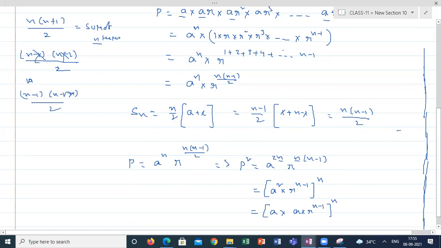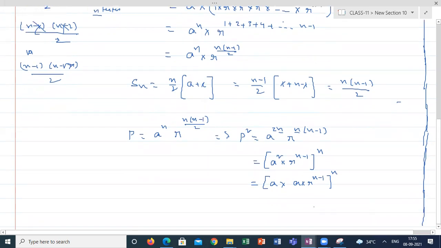What is the value of B? We know B is equal to the nth term, that is A R power n minus 1, so this can be replaced here. So this is AB whole power n. So your P square is AB whole power n. This is a proof we can do. Hence P square is equal to AB whole power n.